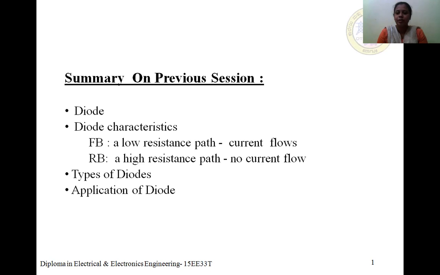Diode is a combination of p-type and n-type semiconductor, so that we'll call it a diode. Next, coming to the diode characteristics, we have two characteristics here: one is forward biased characteristics and the other is reverse biased characteristics. From these characteristics, we are going to plot the VI characteristics, that is voltage-ampere characteristics, of the diode.